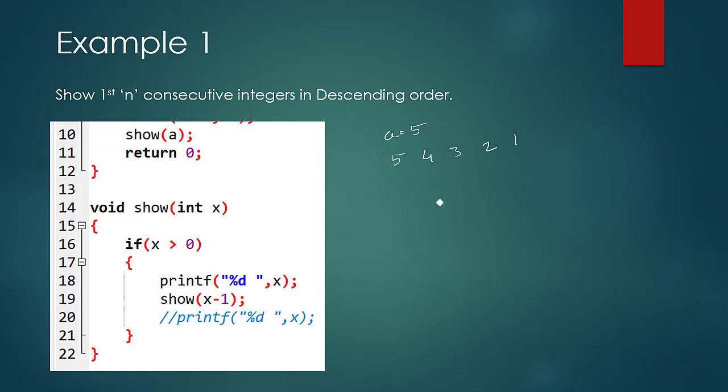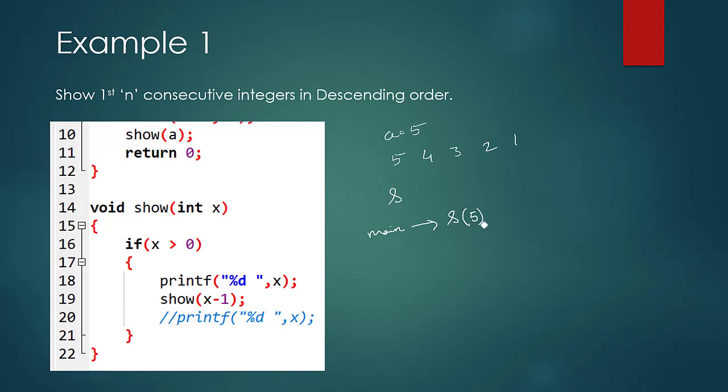So let us take that the main function is calling the show function. We are going to represent the show function by the function s. The main function is calling the s function with the value 5. Now what is happening? The value 5 will be copied into x. x is the formal argument and 5 is the actual argument. So the actual argument will be copied into x and that will be used in the show function.